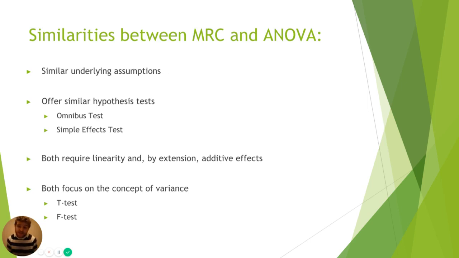Both of these are similar, except in the extent that they analyze a different amount of variable levels. Third, both of these require linearity, and by extension are subject to additive effects. And lastly, both focus on the concept of variance. MRC uses a t-test, and ANOVA uses an f-test. T-test and f-test both can be simplified to be a ratio of variances. This ratio of variances can also be further simplified to a simple ratio of signal over noise.